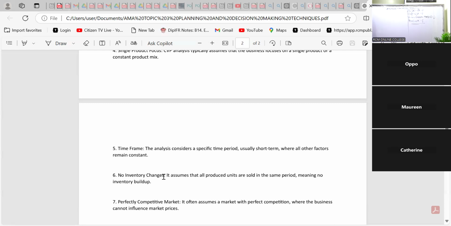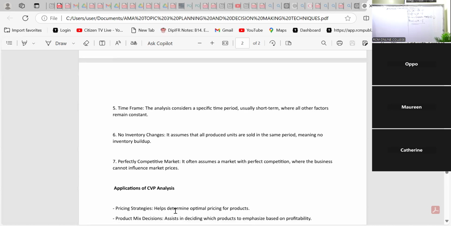No inventory changes. It assumes that all products produced are sold in the same period. No inventory buildup, zero inventory. CVP is a zero inventory model. Then perfect competition. It assumes a market with perfect competition where the business cannot influence the market prices.